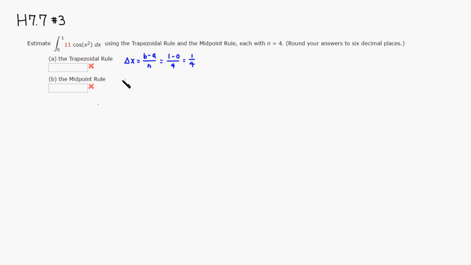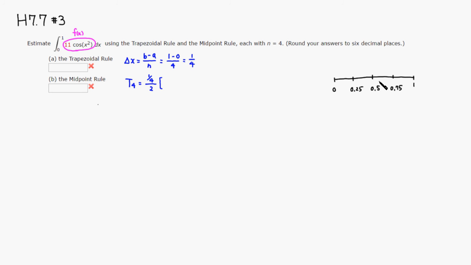So the trapezoid rule, T4, is going to be delta x, which is 1/4, divided by 2. I'm going to call this integrand f of x. You have an interval from 0 to 1, so maybe I should draw a number line here, 0 to 1, and split that into 4 sections. So this is 0.25, this is 0.5, and this is 0.75.